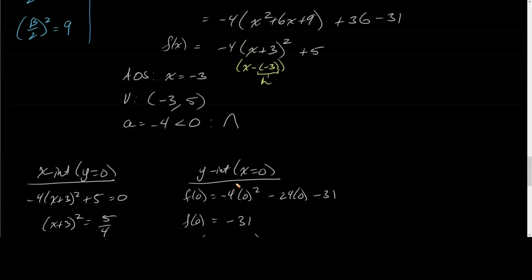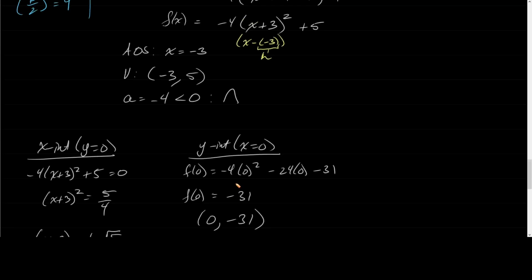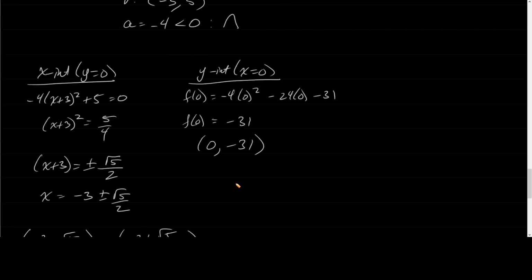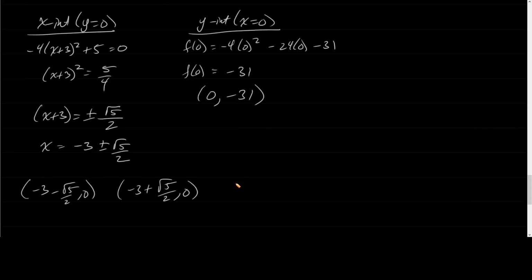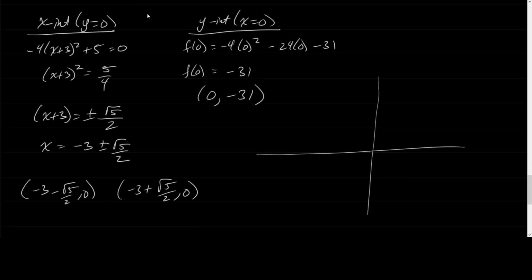And now we've got a whole bunch of information. We have the intercepts, we have the axis of symmetry, the vertex, and which way it's going to open up. So let's see what that looks like. We have our axis of symmetry being x equals -3, right? So here's our axis of symmetry, x equals -3.